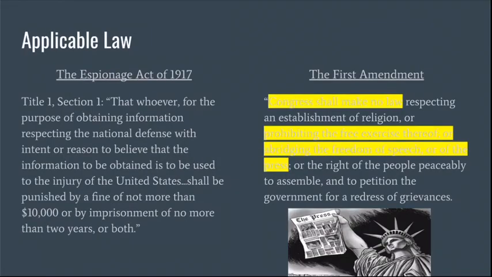The applicable law in this case was first the Espionage Act of 1917, which stated that whoever, for the purpose of obtaining information respecting the national defense with intent or reason to believe that the information to be obtained is to be used to the injury of the United States, shall be punished. And then the First Amendment, which was basically the freedom of speech clause and the freedom of the press clause.